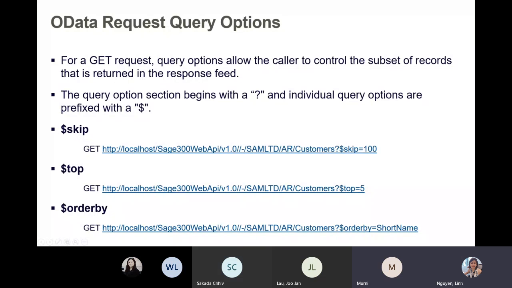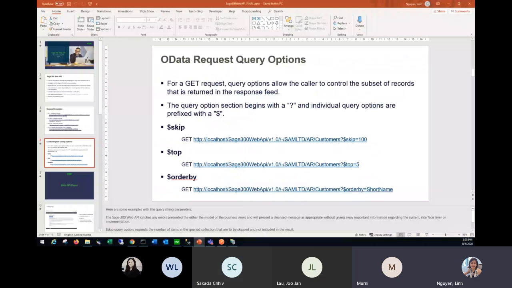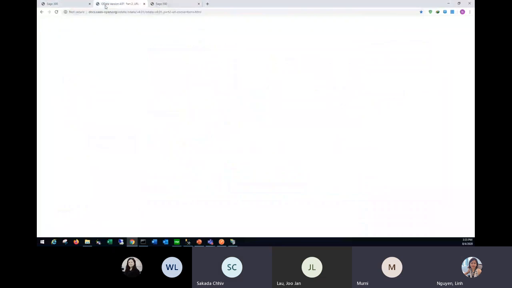Now we're seeing some OData request query options. Our web API follows the OData specification. All the syntax in here, either skip, top, or order by, follows the OData spec. If you want to know more about what query options are available, you can go to Google and search about OData.